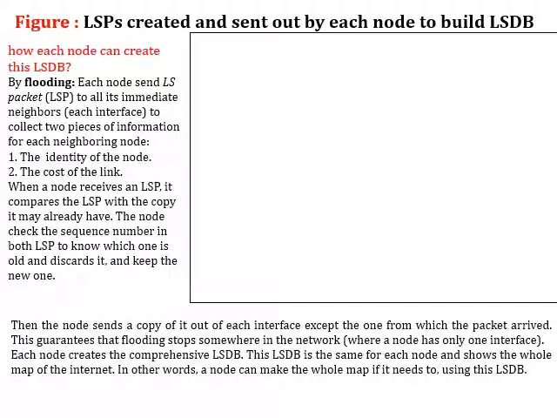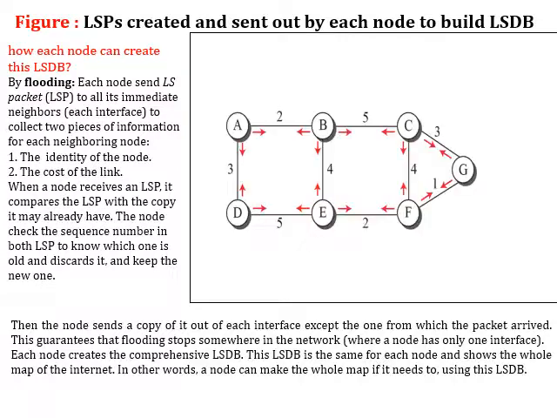Let us take another example and try to create the link state database for it. This is the same weighted graph I mentioned in the last slide. There are nodes A, B, C, D, E, F, G, the nodes or routers present in this weighted graph, and these nodes or routers are exchanging their link state packets to create their link state database.